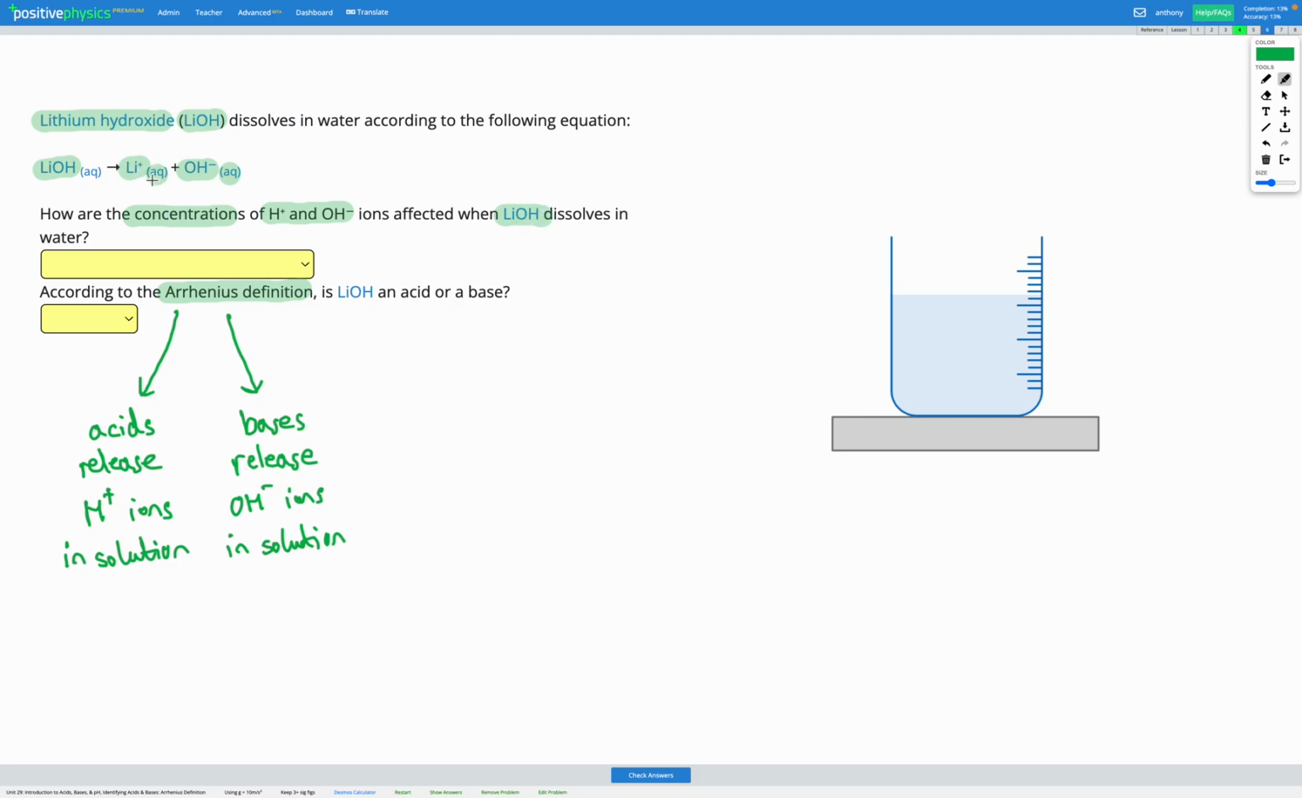Since we're forming Li+ and OH- ions, the concentration of OH- is going to increase. So according to our Arrhenius definition, if the concentration of the OH- ions increases, then it must be a base.